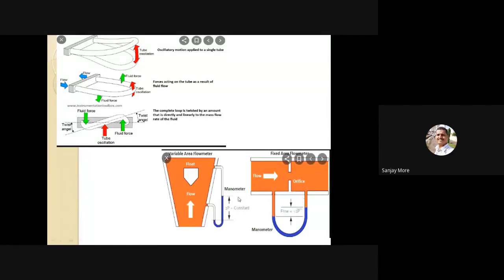Draw these two diagrams: variable area flow meter and fixed area flow meter.